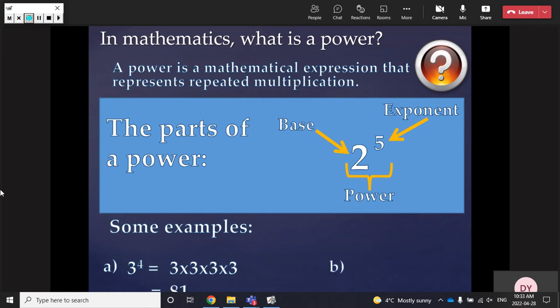Now part B here, 4 to the exponent 3. I know you know this, we're going to take that base 4 and multiply it by itself 3 times, 4 times 4 times 4. And really what we call this part of it, when we're multiplying the base by itself a bunch of times, we call that a product.